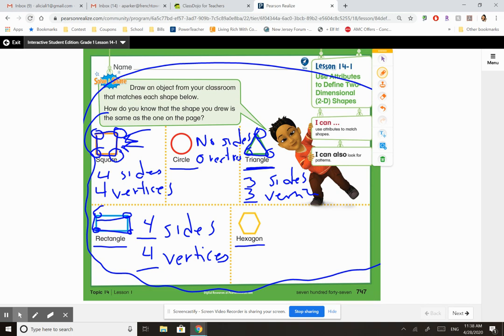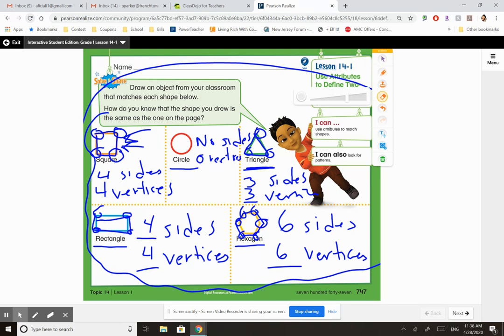Okay, so let's look at the sides for this. There's 1, 2, 3, 4, 5, 6. So a hexagon has 6 sides. And now we know how many vertices it has. It has 1, 2, 3, 4, 5, 6. All right, so these are how we define our 2D shapes. Now, let's see what they want us to do on this page.